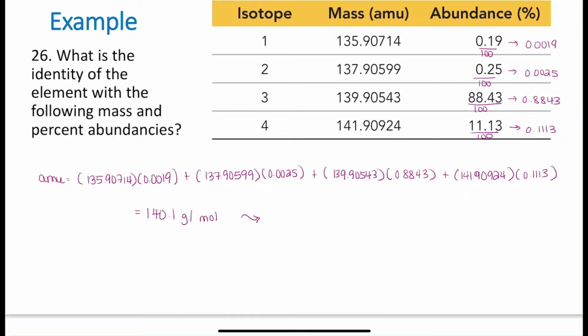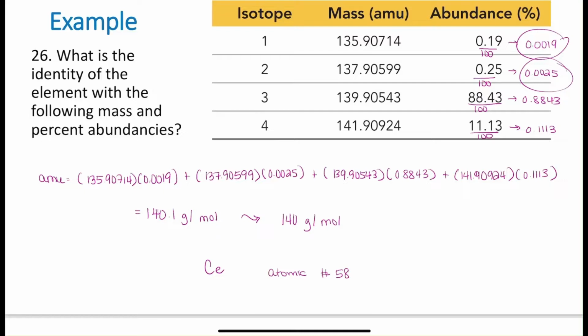When I round for sig figs, I need to have no more than 2 sig figs because of my fractional abundances here. So I would say 140 grams per mole. Looking at the periodic table, I'm going to say that this is going to be the element of cerium. Cerium is atomic number 58. It's at the bottom of the table. It's what we call your F block. It's the block we pull out of the table.